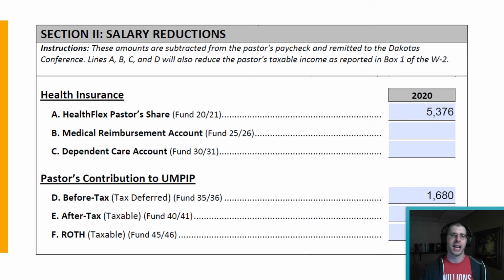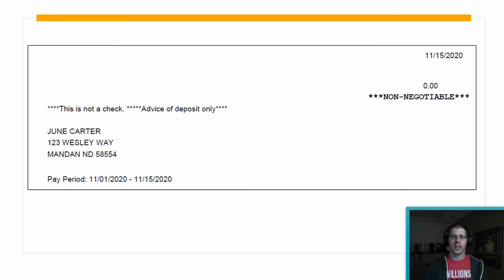And then we look at the salary reductions, and I'm just going to plug in the number 5,376 for the HealthFlex pastor share. That's the pastor's portion of the health insurance, and then 1,680 for the before tax pension contribution. And this is into a 403B plan. So this is what a typical direct deposit pay stub might look like if you ran it out of QuickBooks. I'm assuming I'm paying the pastor twice a month, so this is November 15th for the first half of November.